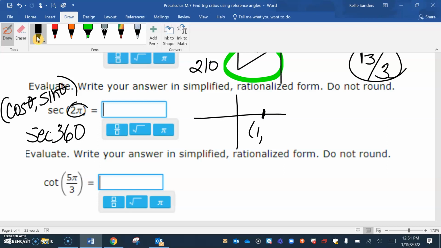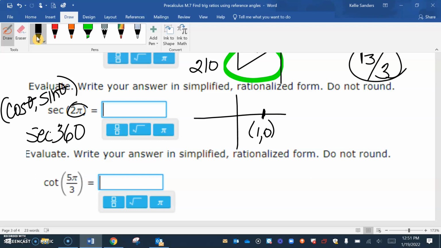And when you're on the axes of x or y, just find the coordinate that you'd be on. So if it's 0, you're going to be on the positive x. If it's 90, you're going to be on the positive y. If it's 180, you're going to be on the negative x. And if it's 270, you're going to be on the negative y. So this is 360.